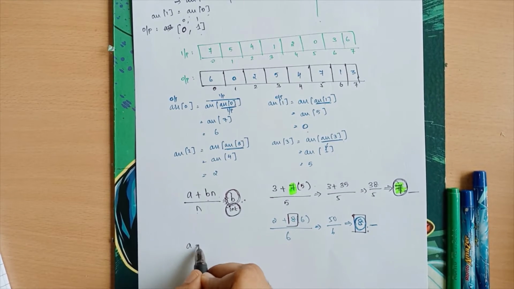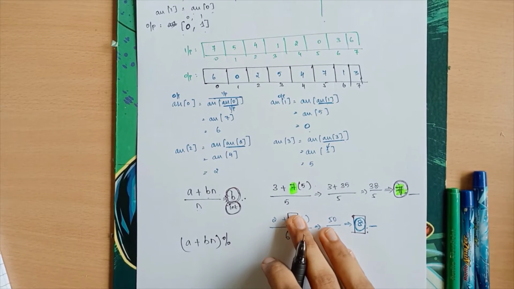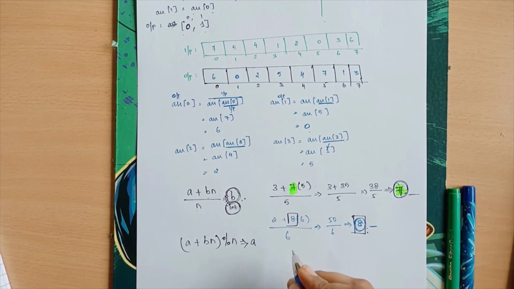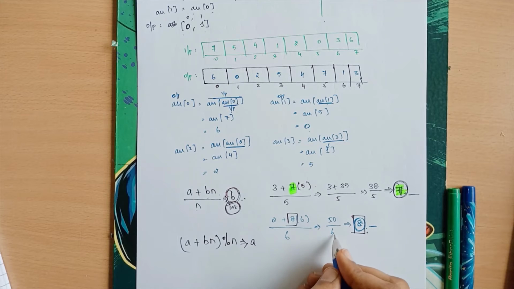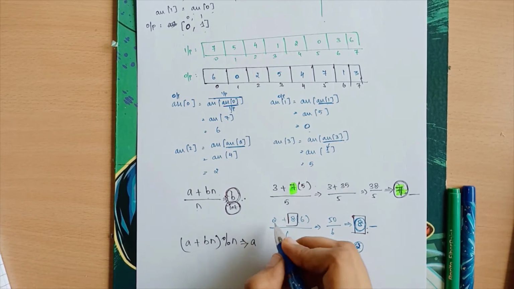And similarly, a plus bn modulo n. What does this modulo actually mean? Modulo means you're supposed to find the remainder, right? Modulo n is equal to a. If you see here, what will happen? 50 divided by 6, I get 8. So 6 8s are 48. What will be the remainder? Remainder is 2. This 2 here and this 2 here are the same.